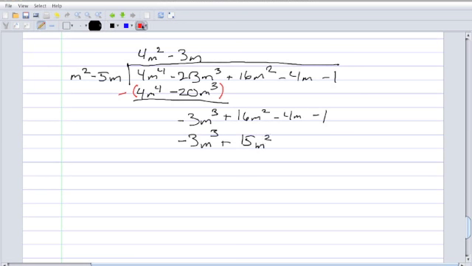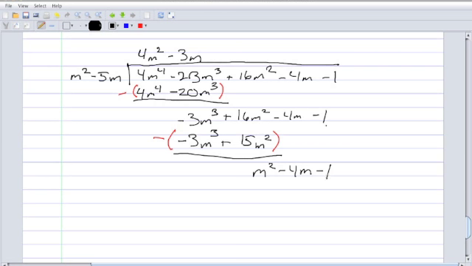Okay. Subtract this line. Don't make changes, just do it. Alright, so you have a negative 3m plus 3m, that term is 0. 16 minus 15 is just a positive m squared. Bring everything else down.